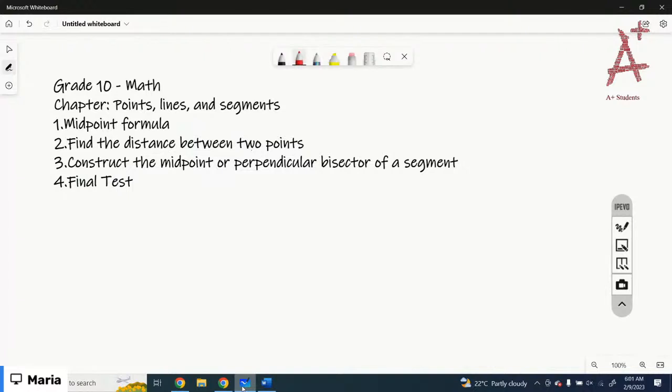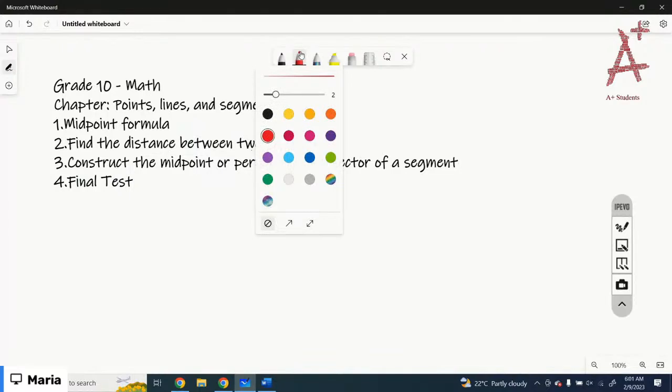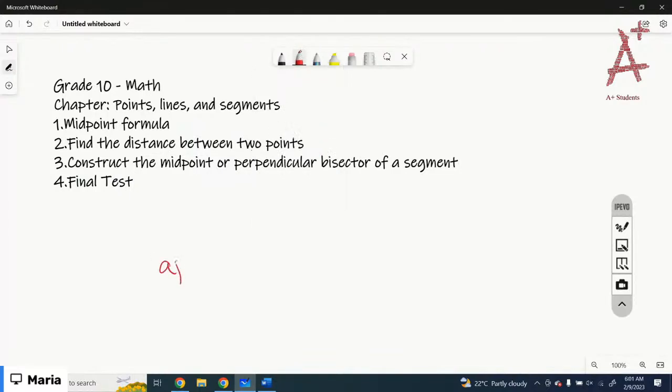So we're going to start with grade 10 maths. You can find all the lessons on aplusstudents.com. You have to log in there using your email address and password. Then you have to select math from the subject tab. Scroll down to grade 10 maths and then click on view all lessons.